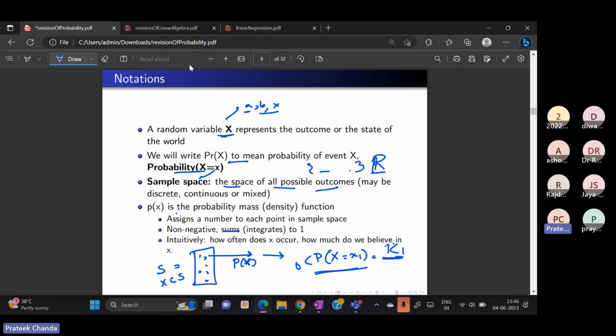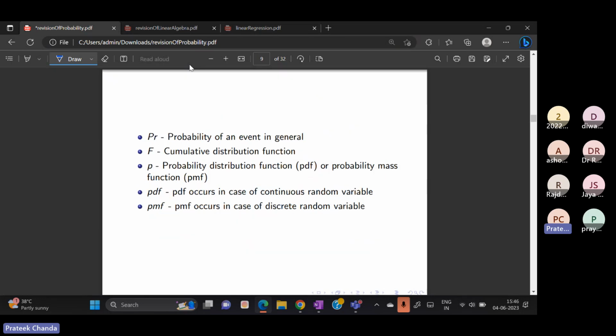As for notation, from now on Pr would denote the probability of an event, and F would denote the cumulative distribution function. Small p would denote the PDF or the probability mass function. If we have a continuous random variable, we use PDF, and PMF for a discrete random variable. That's the notation we will be using from now on.